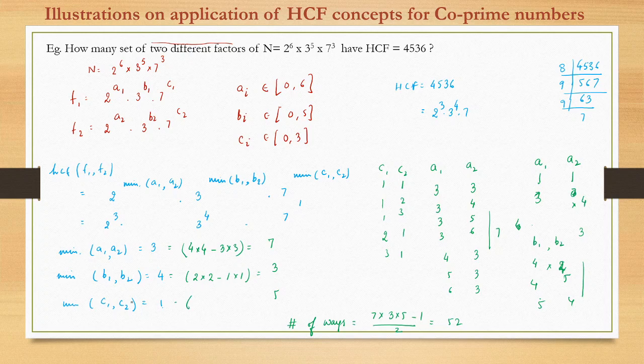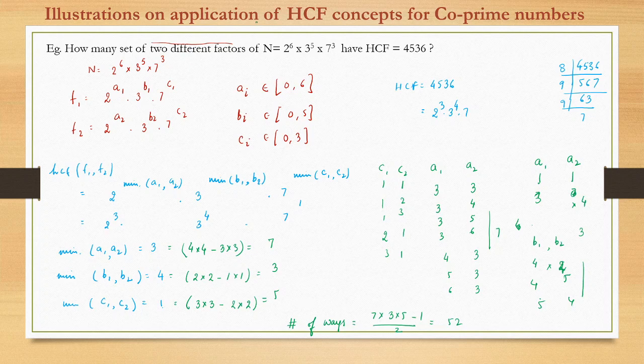Similarly, C1 and C2 minimum 1. So C1 can take 1, 2, 3, 3 values. Similarly, C2 can take 3 values, minus. We subtract those cases where neither C1 nor C2 takes a value 1. So C1 takes value 2 or 3, 2 ways, and C2 takes values 2 or 3, 2 ways. So this is same as 5. So this way we can calculate and get the answer.